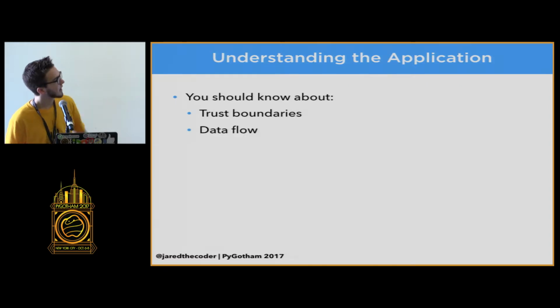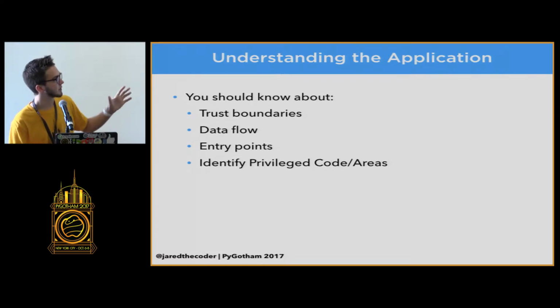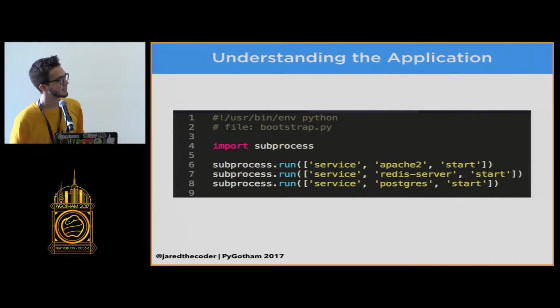So we talked about trust boundaries, data flow, entry points, and the last step to understanding your application is identifying privileged code and privileged areas in your code. A lot of these things kind of interrelate, but when you talk about this, imagine that you're calling some Python file, and that file is starting up some system services. So this is a pretty contrived example, but to illustrate this, you probably need sudo on a Ubuntu machine to run all of these things.